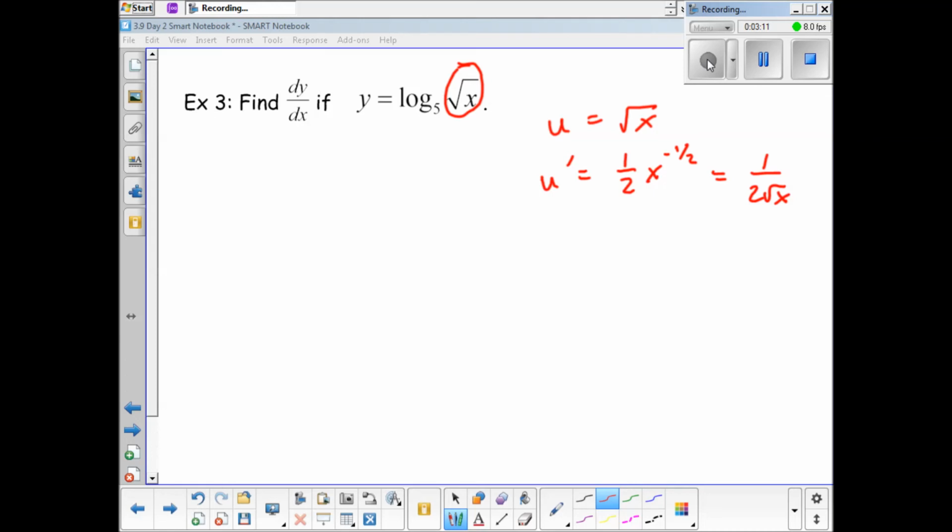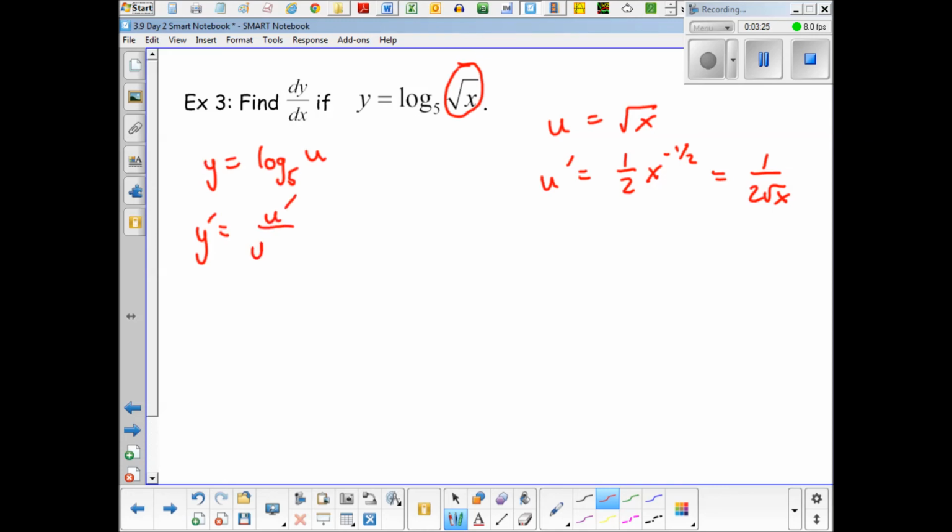Okay, so this problem is a y equals log base 5 of u problem. So the derivative will simply be u prime over u ln 5. Isn't that nice? Very nice. Okay, let's plug it in. U prime is 1 over 2 root x, and u ln 5 is root x ln 5. This ends up being 1 over 2x ln 5. Final answer.